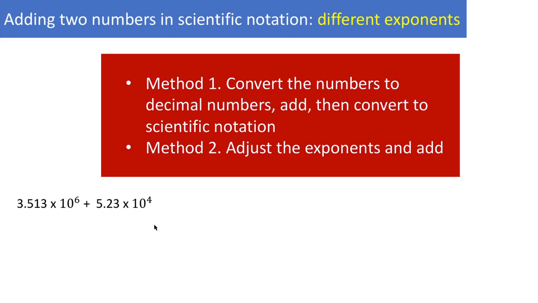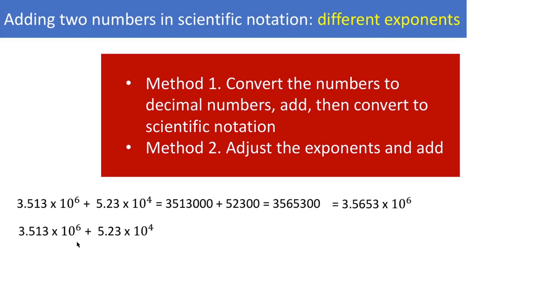So now, the first time I'm going to convert both of them to decimal numbers. So this one here, 10 to the power 6, I'm moving this 6 positions, so I'm adding 3 zeros. This one here is times 10 to the power 4, that's 4 zeros, so I add 2 zeros. Add them. Now I need to turn it back into scientific notation. Your decimal point is here, 1, 2, 3, 4, 5, 6. 3.5653 times 10 to the power 6.